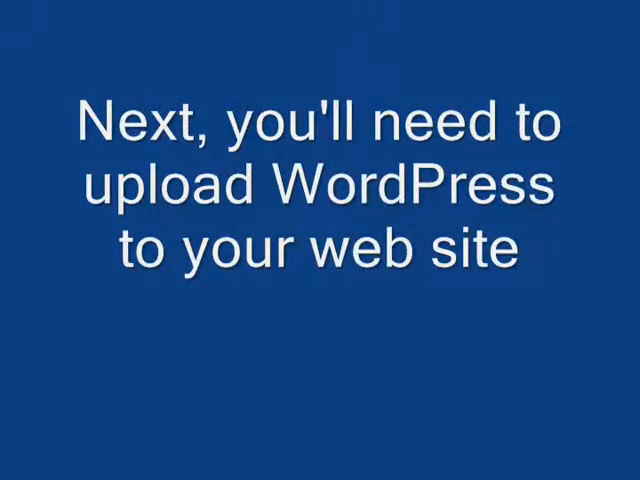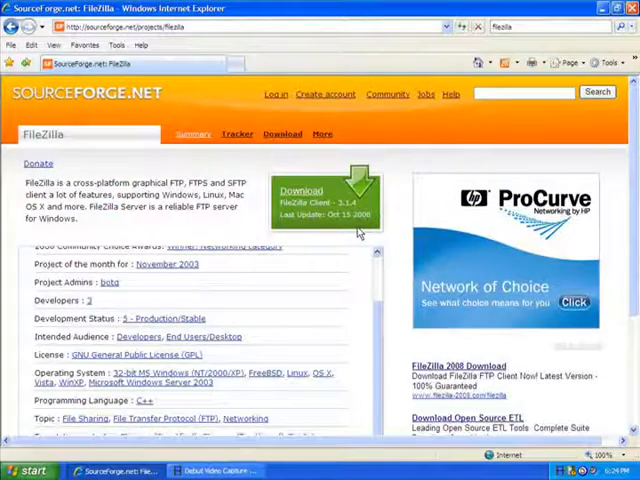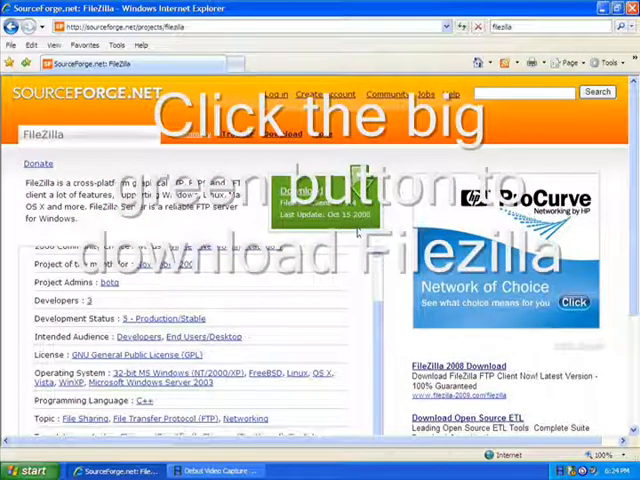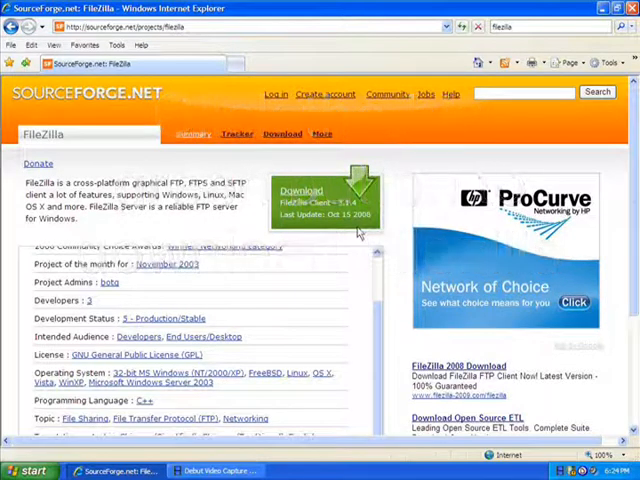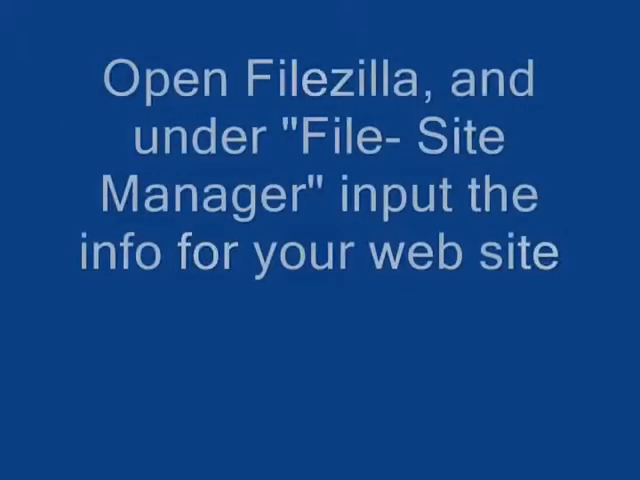Now you'll need to upload WordPress to your website. If you don't already have FTP software, go to sourceforge.net/projects/FileZilla and download a free copy of FileZilla. It's the easiest FTP software I've found to use. When you go there, just click on the big green button and you can download FileZilla. It'll be a zip file, and you'll have to extract it, and you'll have to install it. All pretty simple and self-explanatory when you do it.